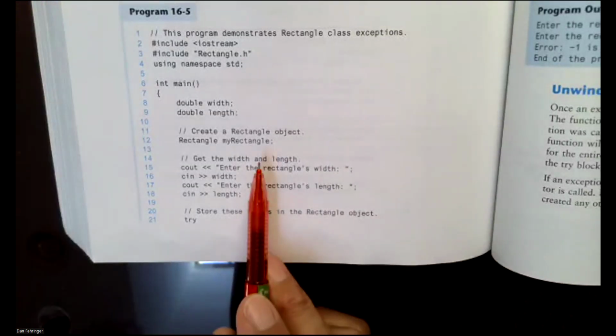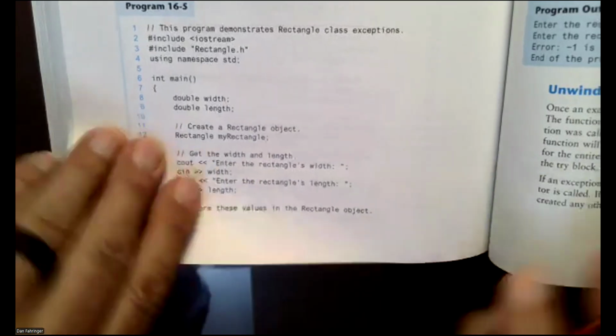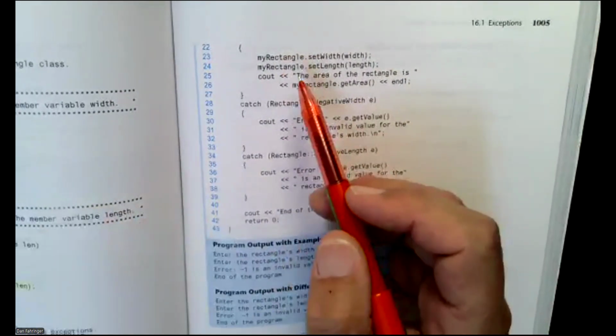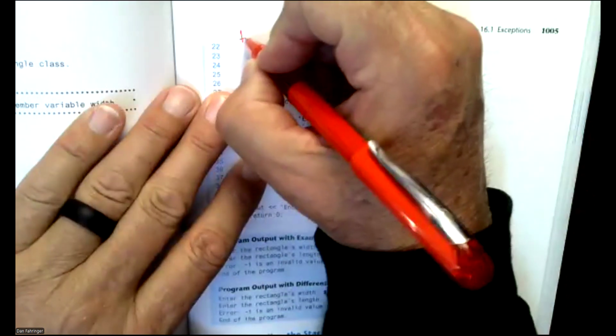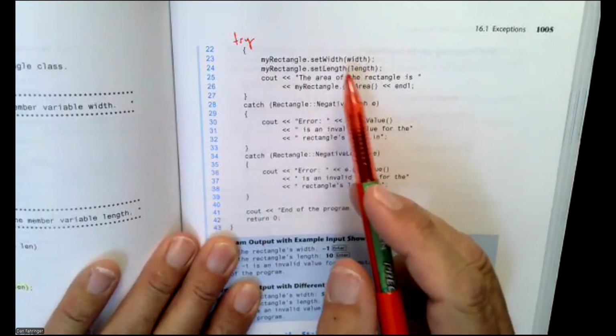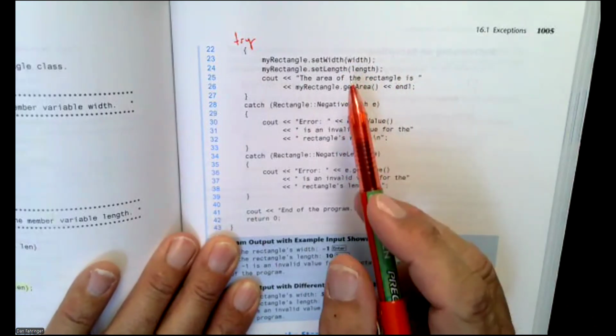Okay, let's see what's going on. I come in, I get a length and a width in my demo program. I come over and, oh my, this is a try block. The try is on the previous page. This is a try block. I come in and set width, I set length, I have the area, and done.